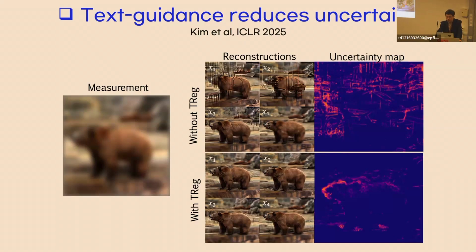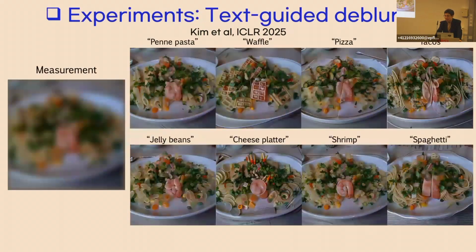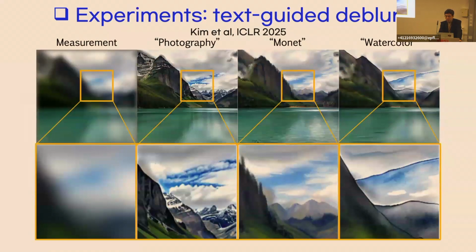Okay. You can do some nice, interesting things as well. For example, this is a blurry measurement here, and you are guiding this deconvolution algorithm with pastels, waffle, pizza, or taco. You can reconstruct in this way. The measurement is exactly the same, but now you are giving additional information like this. This is another deblurring image, but now, for example, this image is coming from real photography, Monet images, or watercolors. Depending on that, the reconstruction can be guided like this.